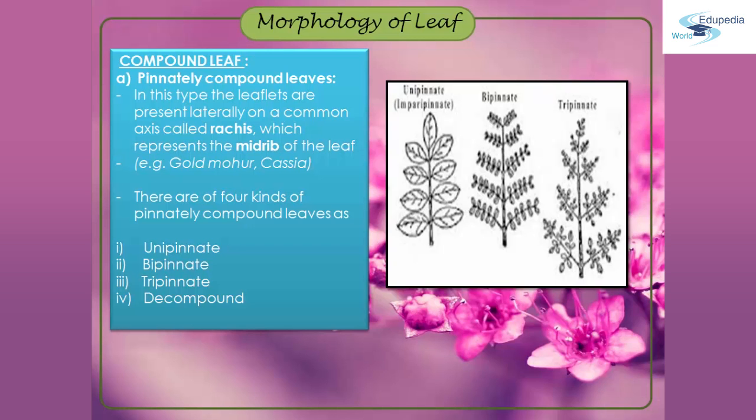There are four kinds of pinnately compound leaves. Which are those? Unipinnate, bipinnate, tripinnate and decompound. So this is your unipinnate. Unipinnate is also known as imparipinnate. And this is your bipinnate. And this is your tripinnate.